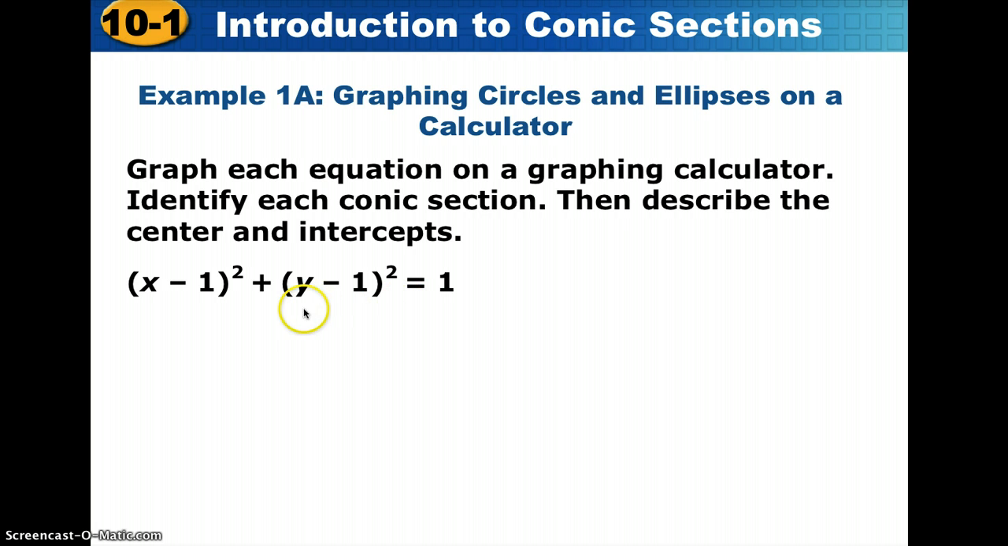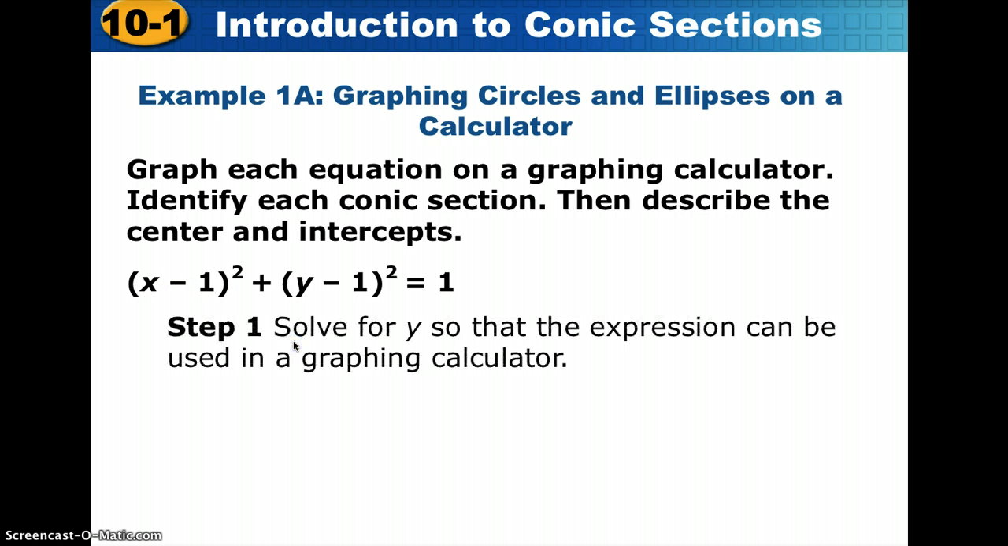Now, I won't have you do it on the graphing calculator, but I will notice for you that this x minus 1 quantity squared, the hk right here, that's h, that's k, change the sign on them. The center of the circle is at 1, 1. The radius is the square root of 1, so that is, again, 1.